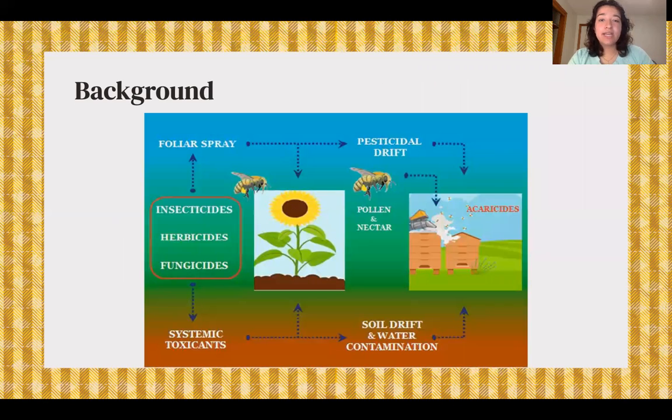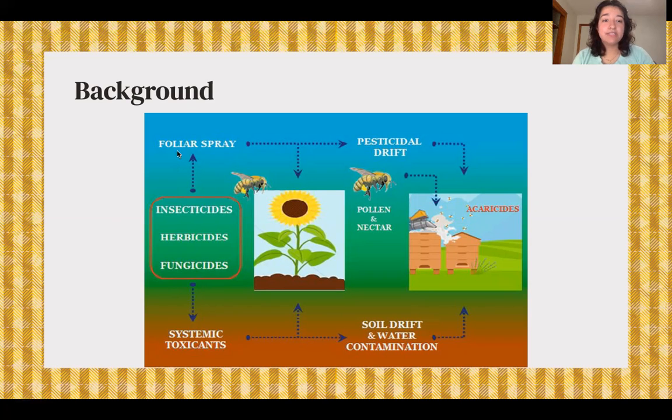Here's an image that shows how the pesticides are sprayed in an agricultural setting and how they can get directly to the colonies and indirectly to the colonies. So first, the red box represents insecticides, herbicides, and fungicides sprayed. Some of those will be absorbed by the soil, and then they will continue to be absorbed by, in this case, the sunflower by its roots. And then some of these will go directly to the colonies through soil drift and water contamination.